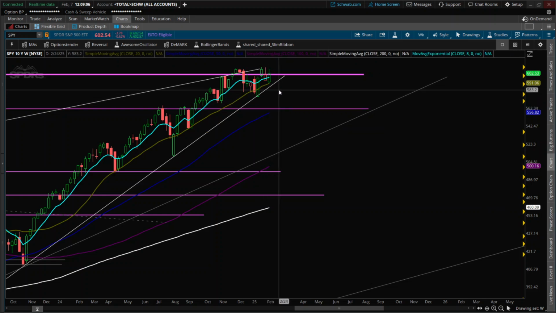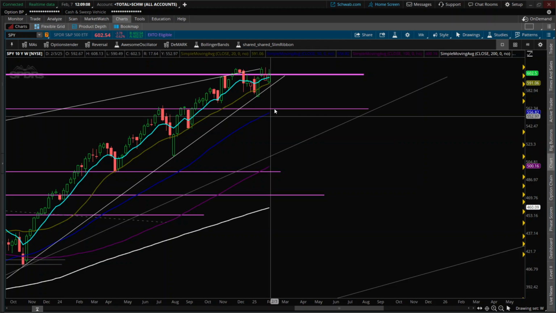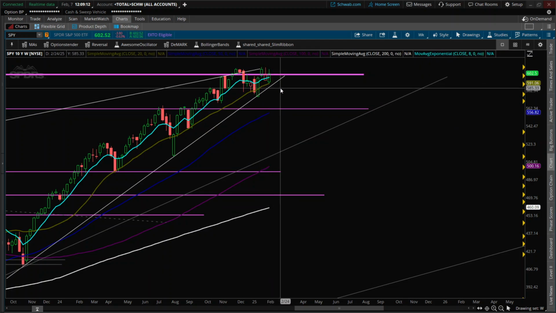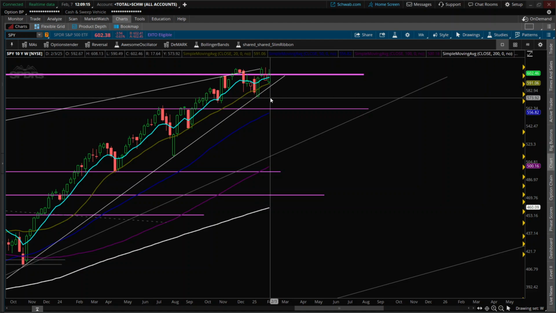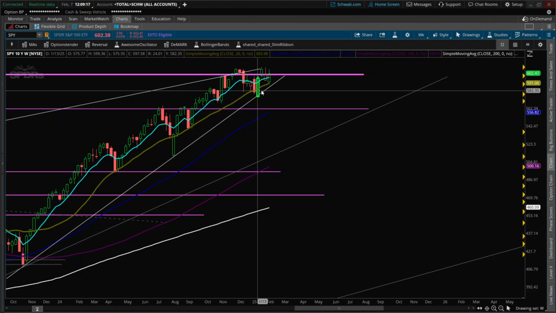Now, if we get a massive run after that, maybe we get that kiss back to the 20-week moving average. And I'll show you what that looks like actually on IWM. So we already have that happening now.